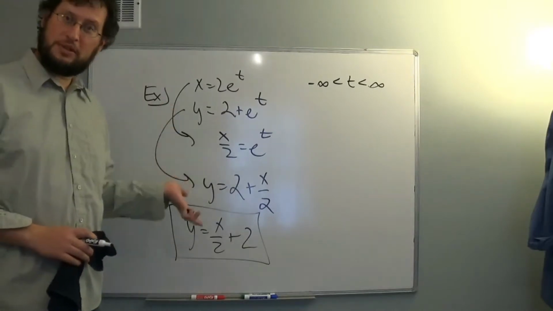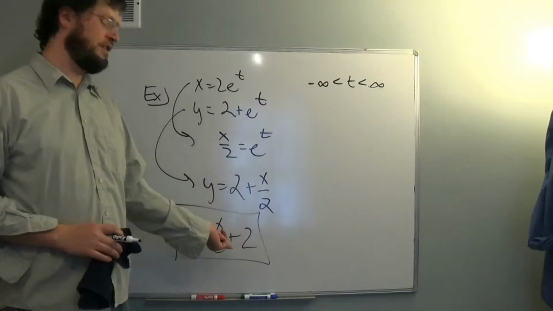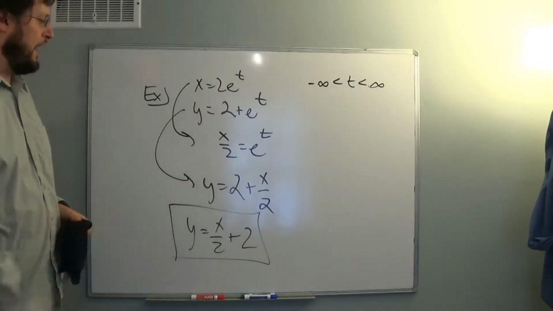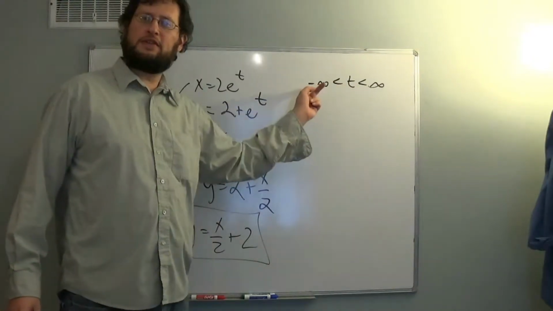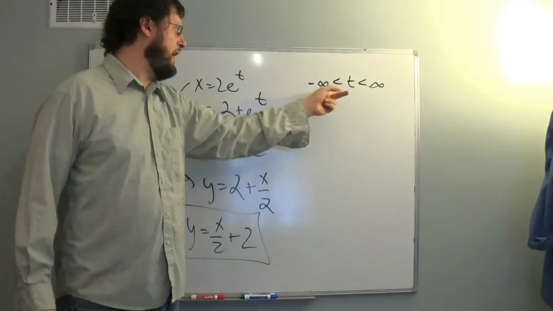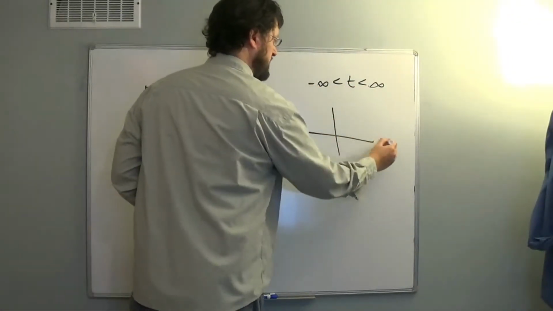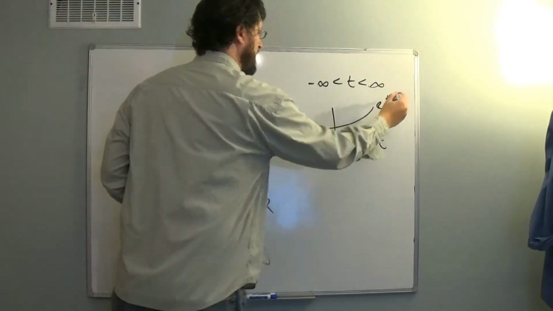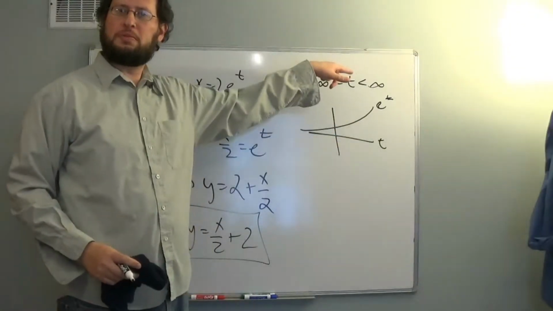Now we do have to be a little bit careful though from here to say what exact points on this line are taken up. Do we see the entire line? Do we just see a portion of the line? And how is it traversed? Because notice, if t goes from negative infinity to infinity, when I plug anything into e to the t, this is what e to the t looks like.